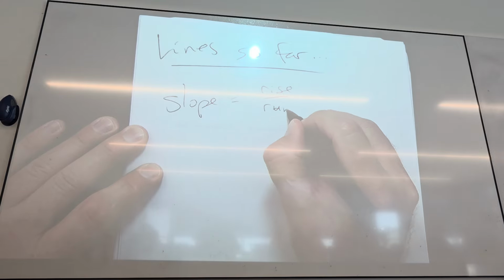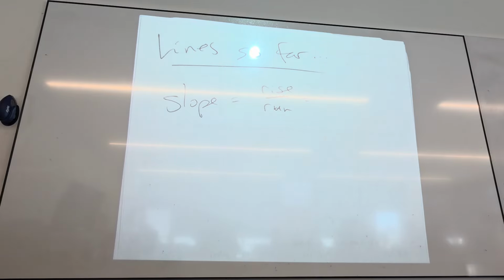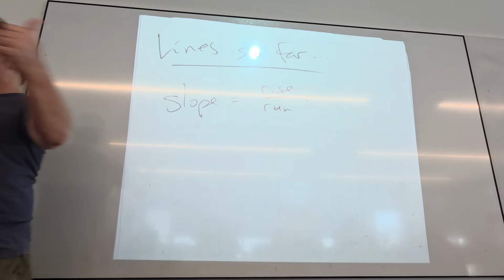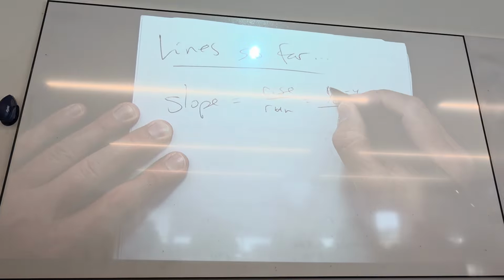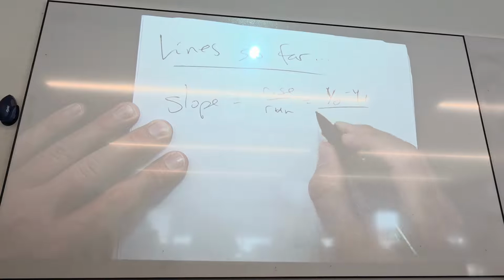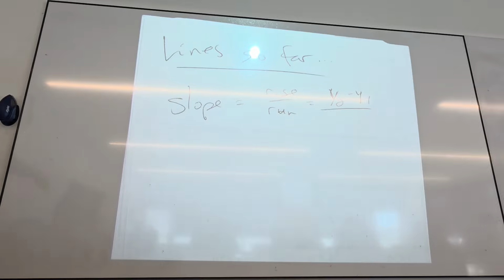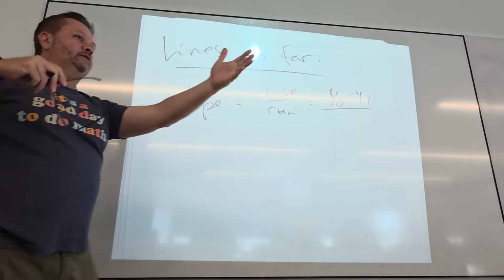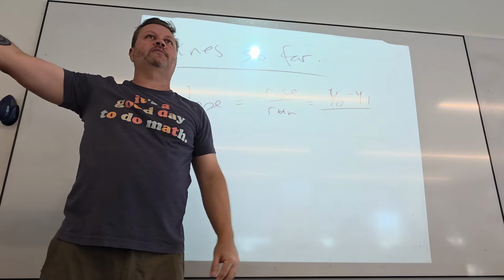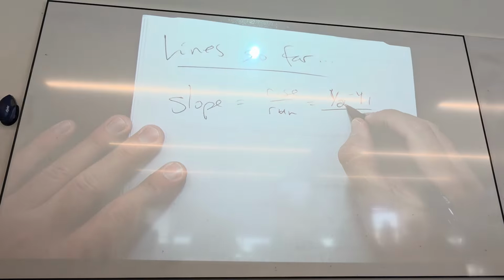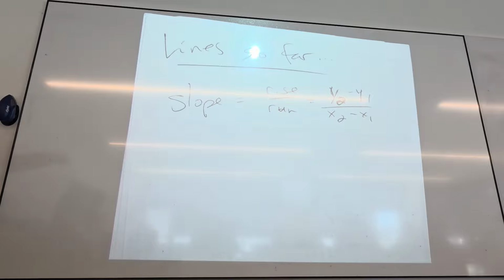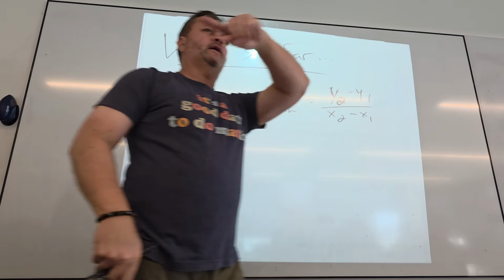Can you get a little more mathematical about it? Yes. y2 minus y1. Why does that make sense, by the way? What controls up and down? The y-axis. So, of course, the rise is y2 minus y1. It's trying to be a 2, by the way. And, of course, run is the other one. Left and right is controlled by the x-axis.